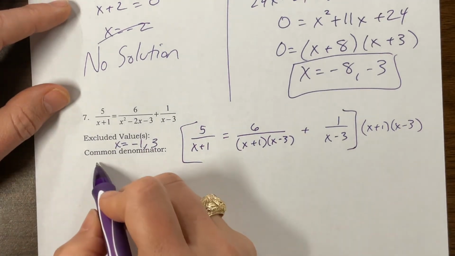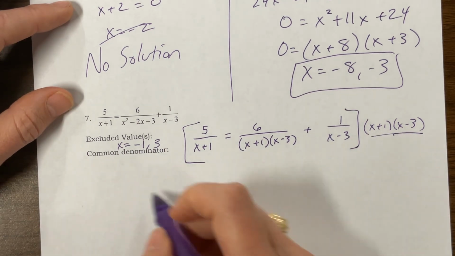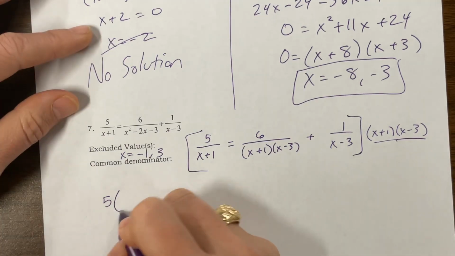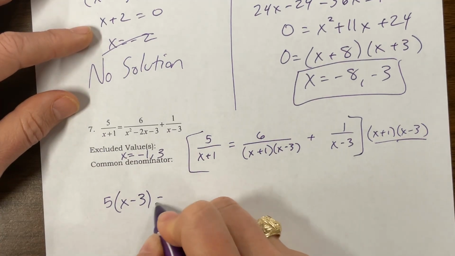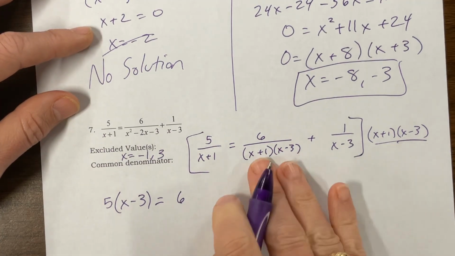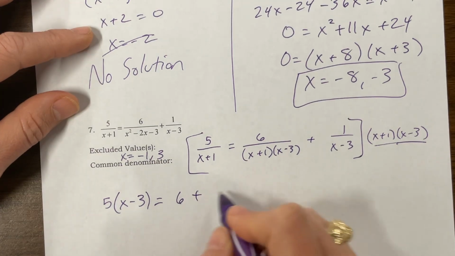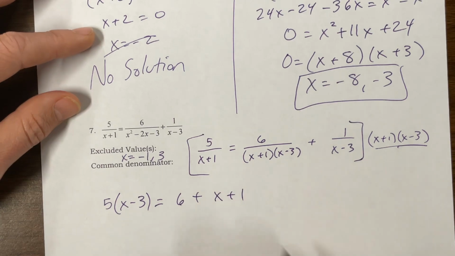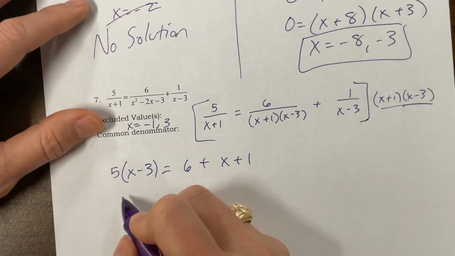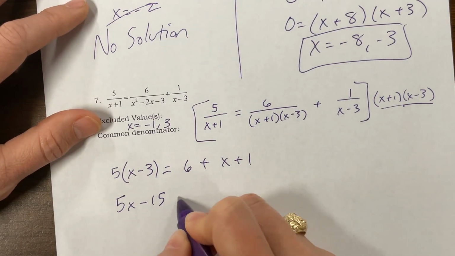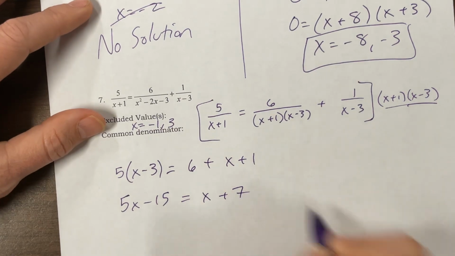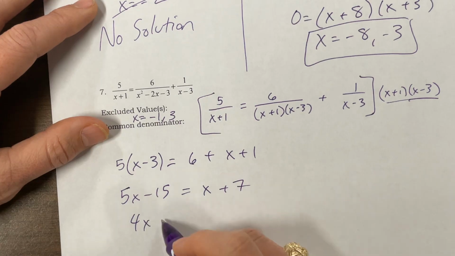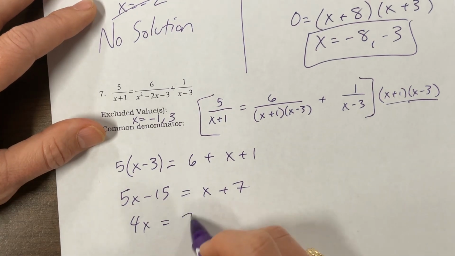Okay, common denominator, it's this. So I have 5 times x minus 3 is equal to 6, since the 1s cancel and all of the denominator cancels. Plus, I have a 1 times x plus 1, which is just x plus 1. I see 5x minus 15 equals x plus 7. I'm going to subtract. I get 4x. I'm going to add. 15 plus 7 is 22.